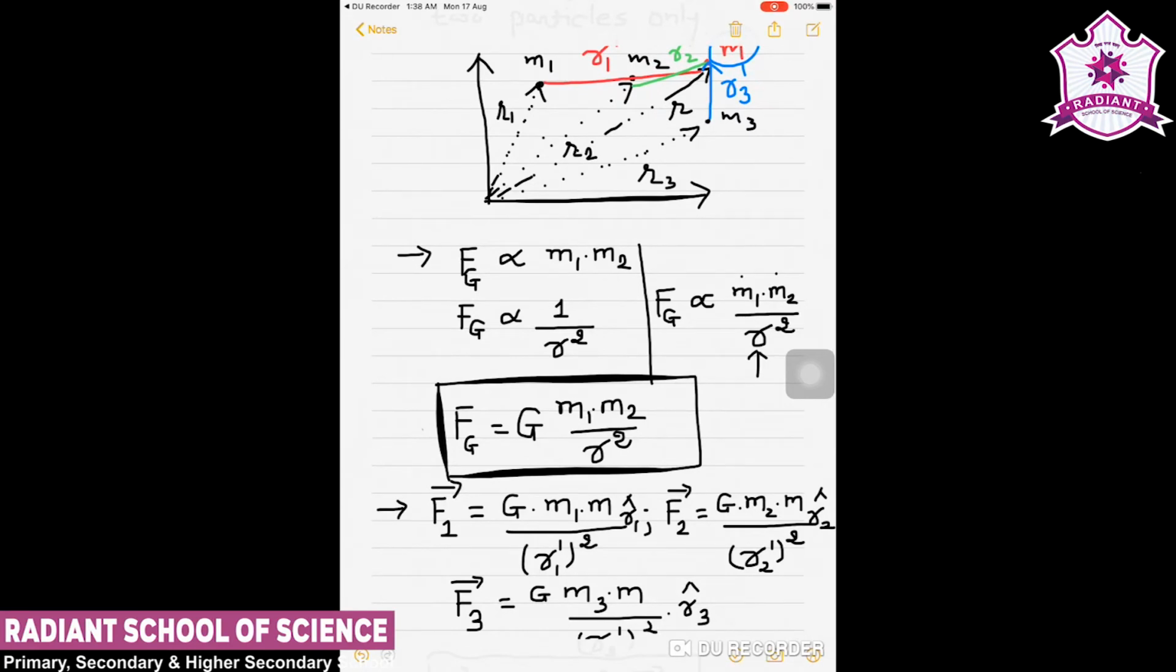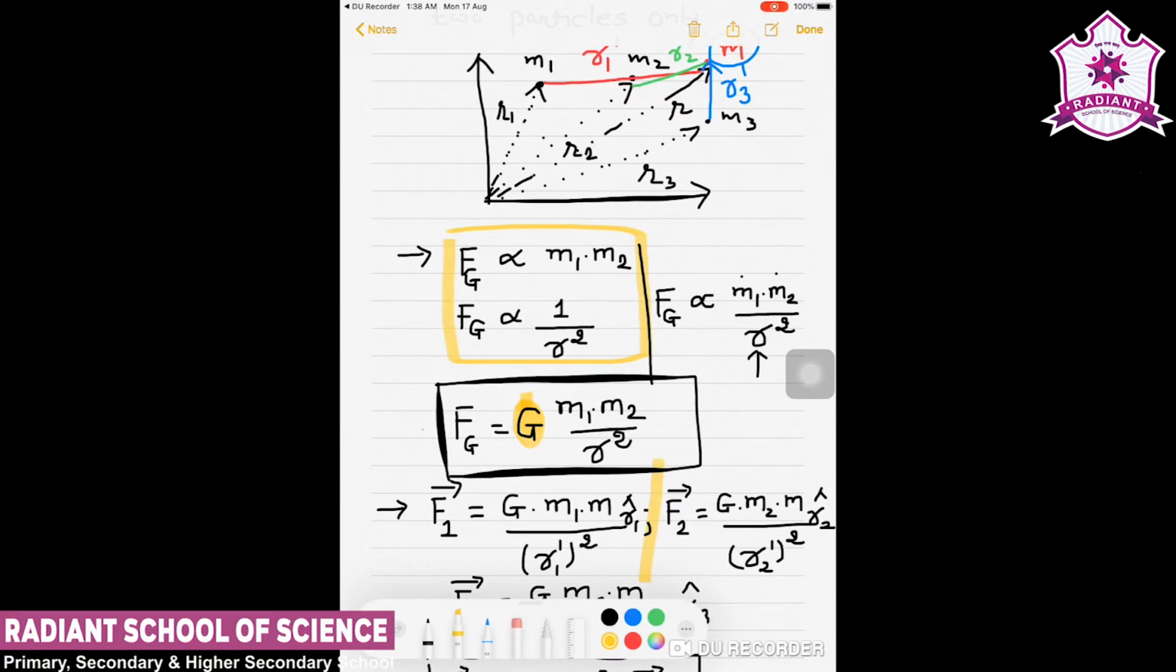This gravitational force is directly proportional to the product of their masses, and it is inversely proportional to the square of the distance between them, which I have explained over here. So he used this formula. When the proportionality sign is removed, he gave this G as a gravitational constant, and I have explained to you how we can narrate it.